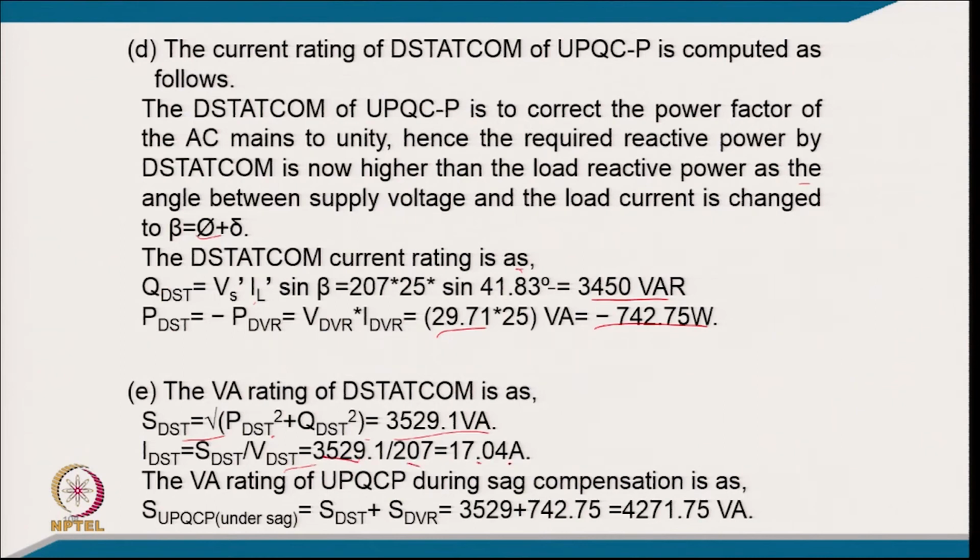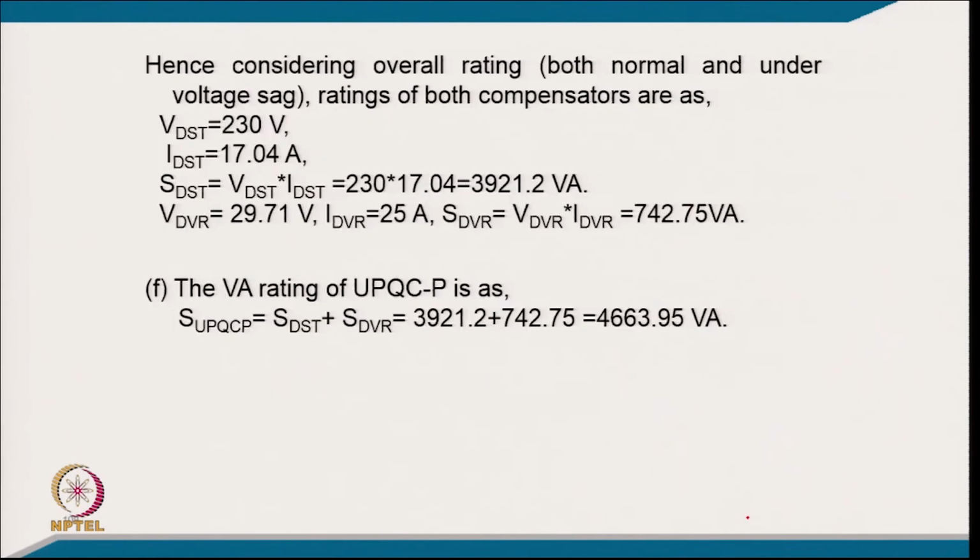and the IDSTATCOM will be the VA divided by voltage. So, it is 17.04, and the VA rating of UPQC during sag will be SDVR plus SDSTATCOM. So, it becomes 3529 plus 742.75. So, it says 4271.75 VA.